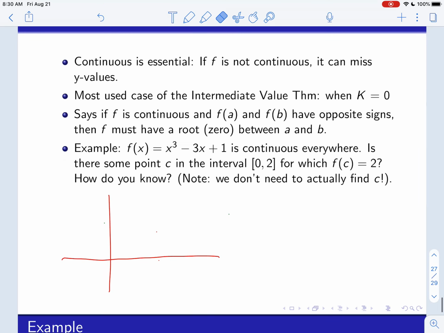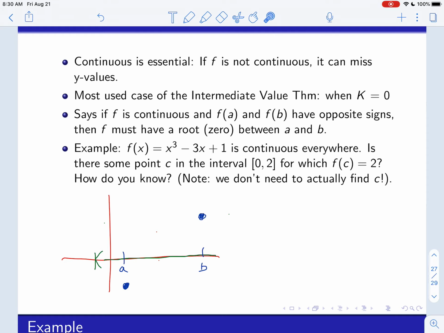If k equals 0, that means that my k is right here. Then if I have one point of my graph below k and another point of my graph above it, let's say this one's at A and this one's at B, then somewhere in between A and B, f absolutely must have a root or a 0.